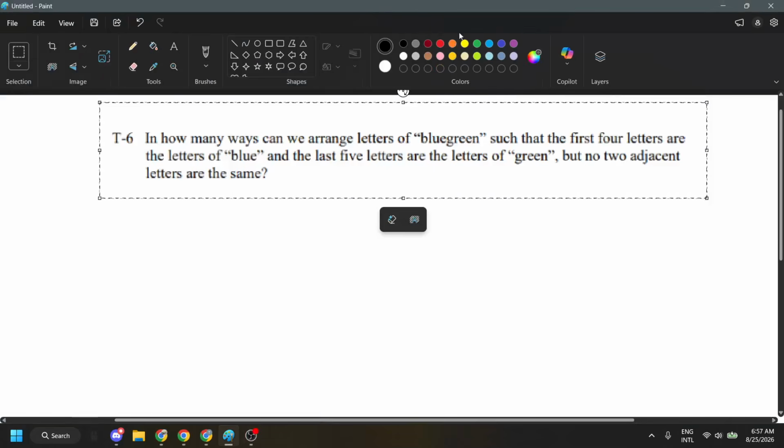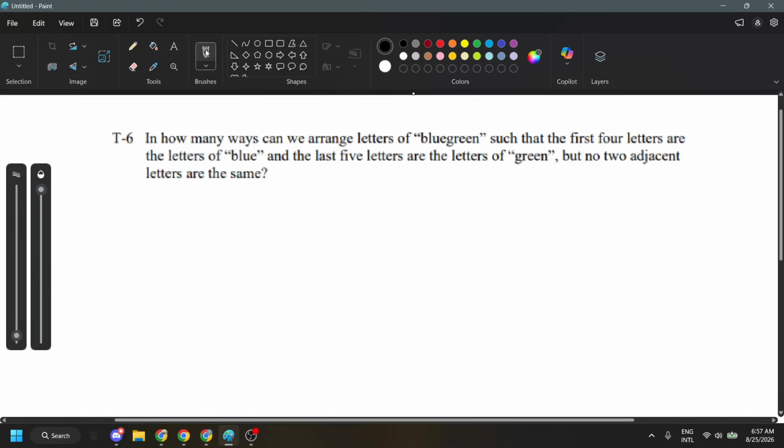Hi. In how many ways can we arrange the letters of blue green such that the first four letters are the letters of blue and the last five letters are the letters of green, but no two adjacent letters are the same?